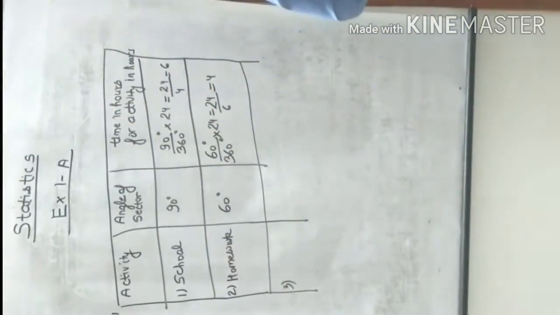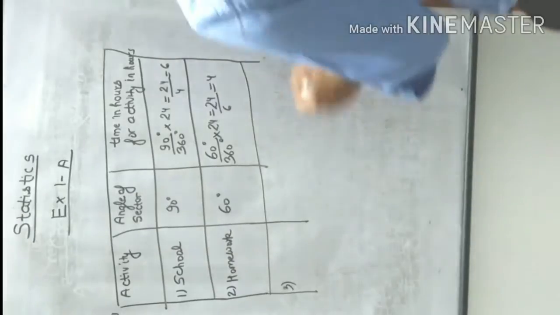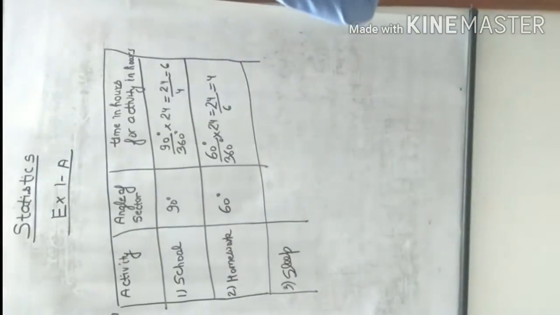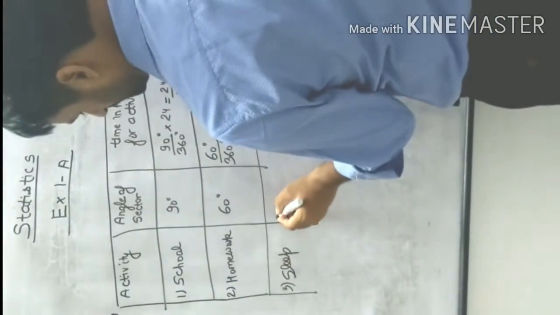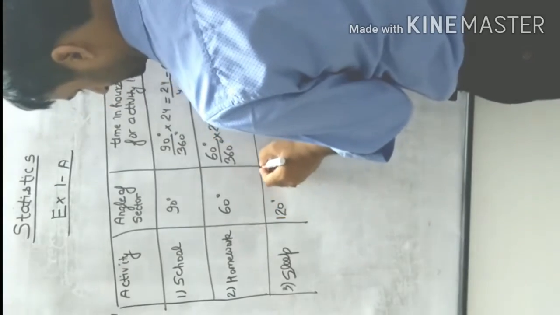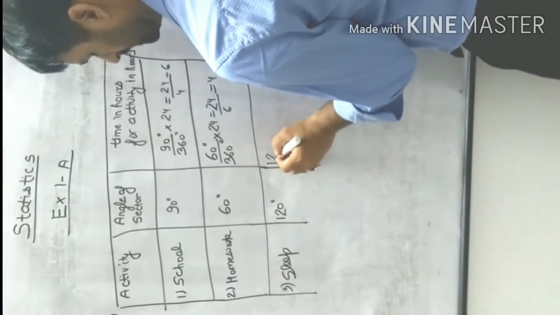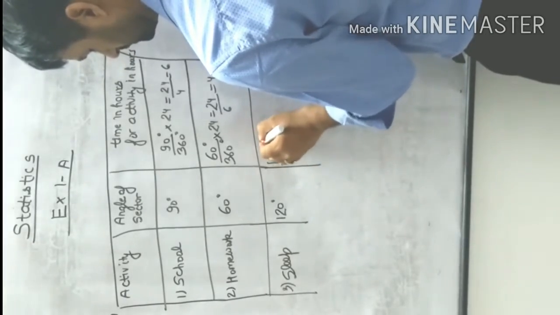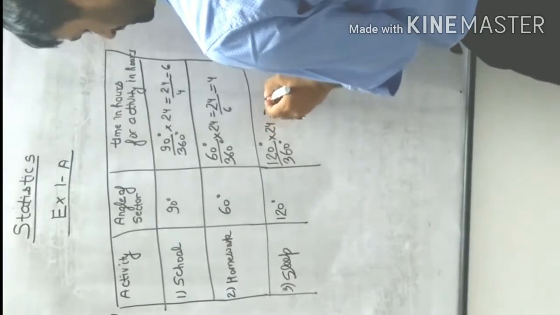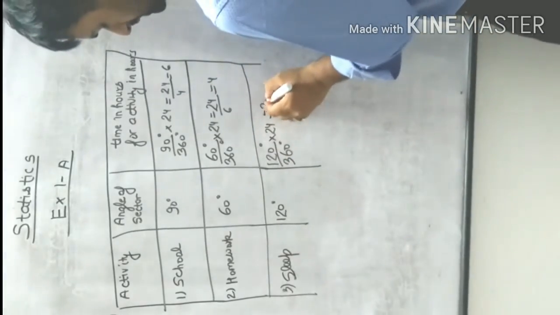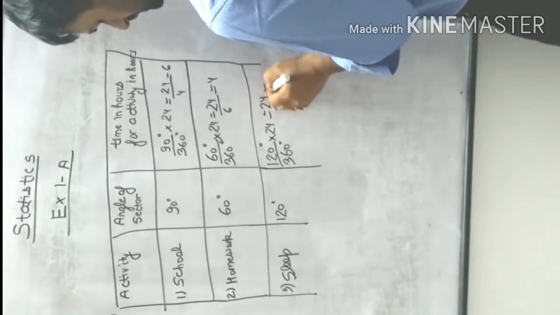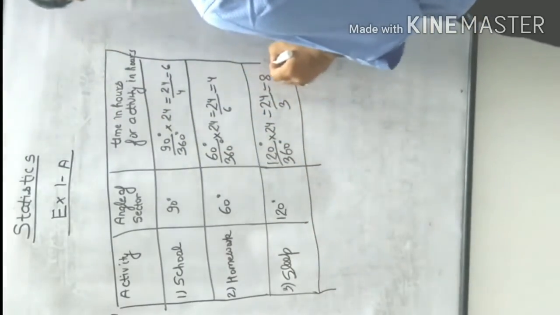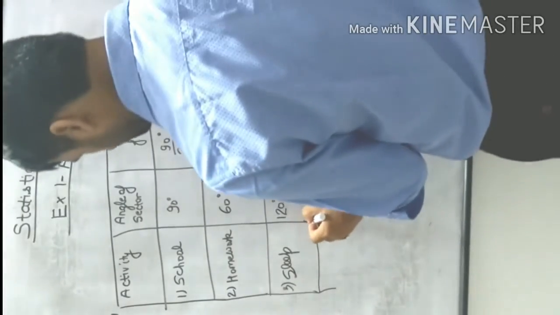Third activity you are taking is sleep. Let's see the angle for sleep. 120 degree? Yes. 120 degree. How to find that? 120 upon 360 into 24. That means 24 by 3. That means 8 hours. Then what next?